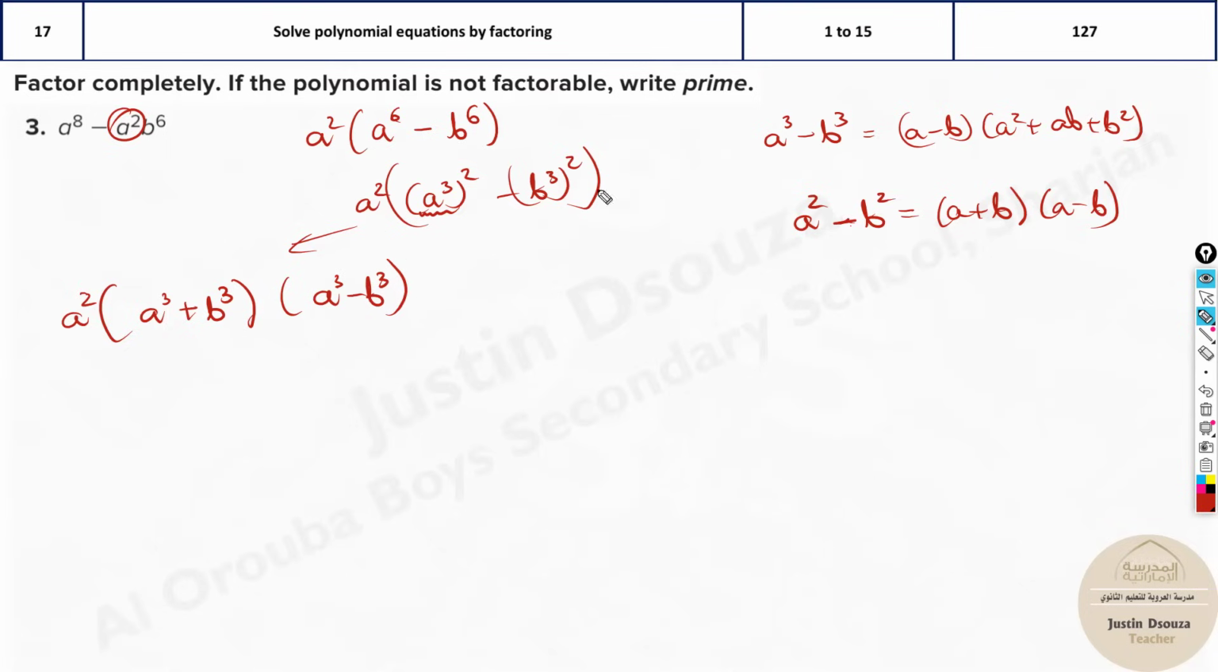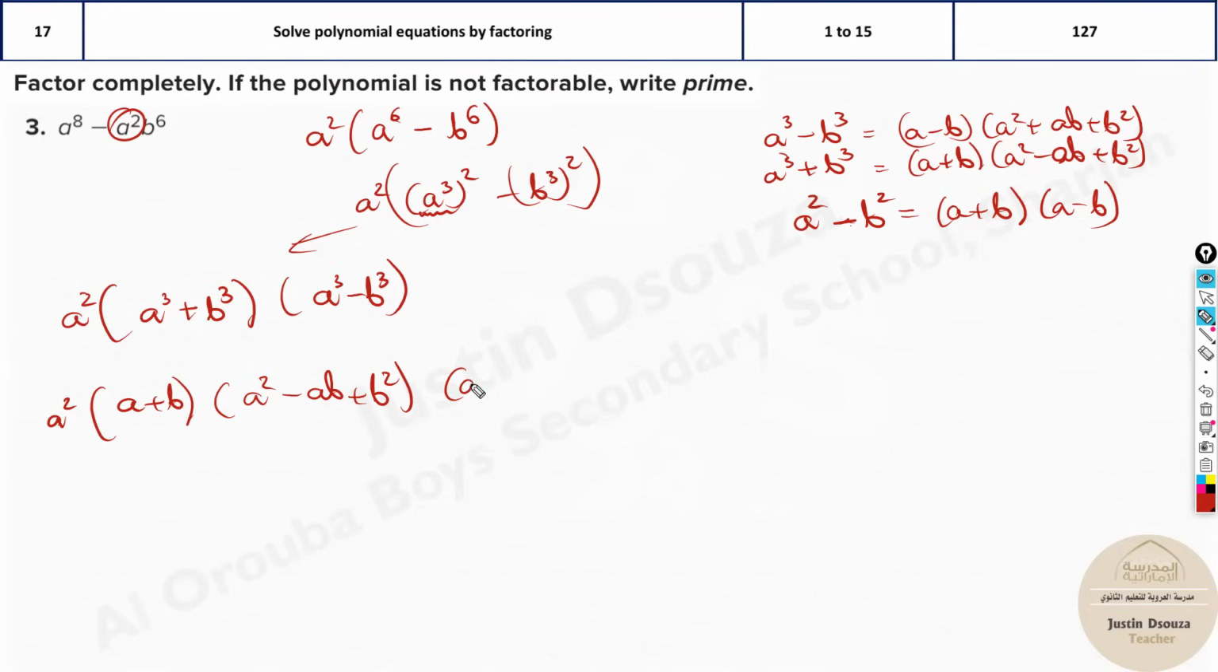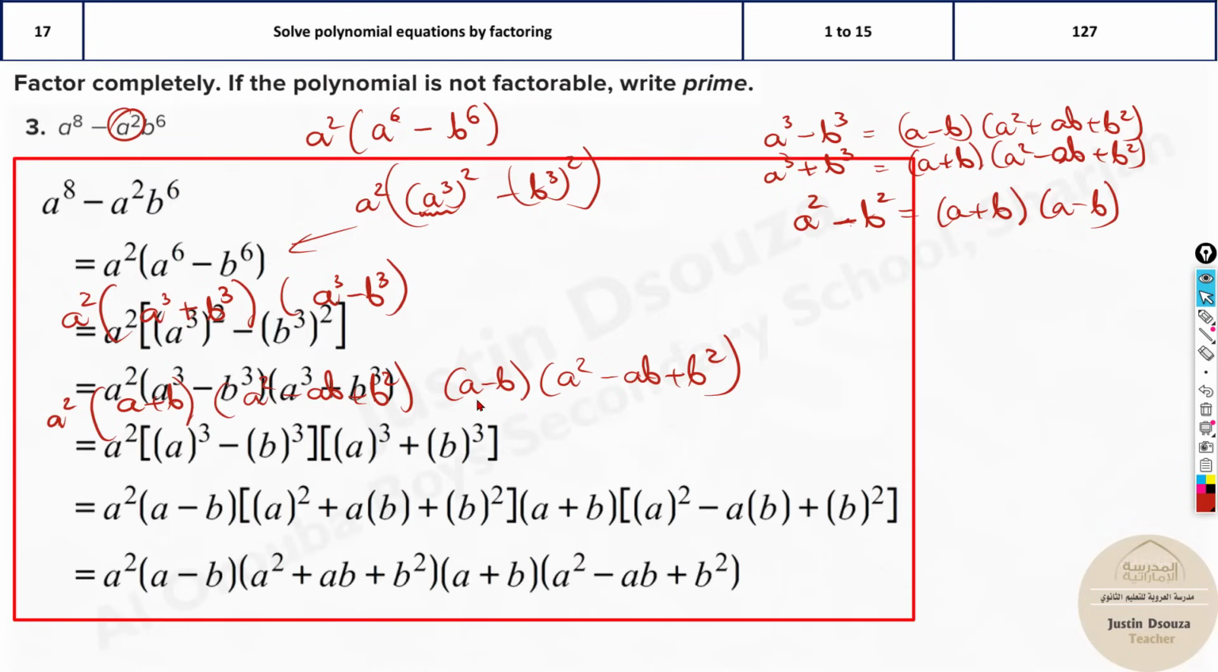Next, we have to use the sum and difference of cubes. So here, the a cubed plus b cubed formula is what? First we write plus, and then over here it will be minus. So let's apply the formulas. Here we have a plus b, and then we have a squared minus ab plus b squared. And what about over here? It will be a minus b, and here it will be a squared plus ab plus b squared. So this would be the simplification. That is how we can expand this.